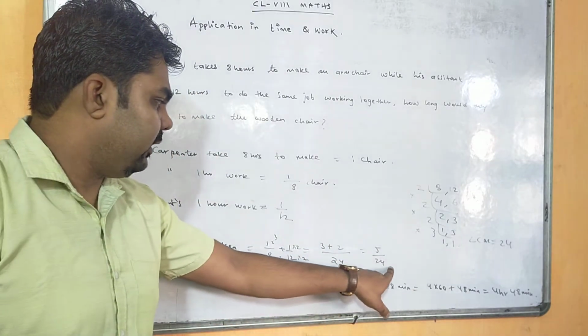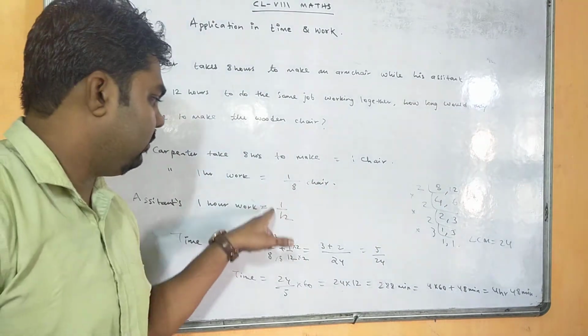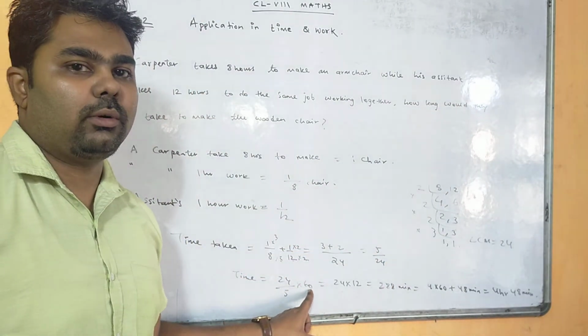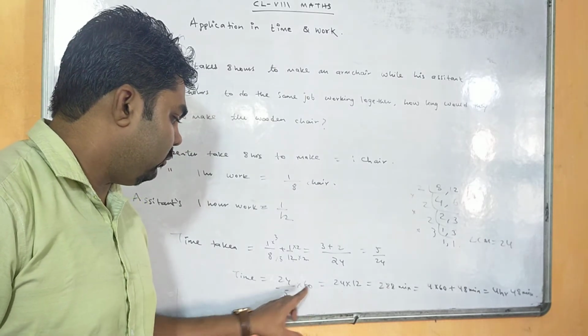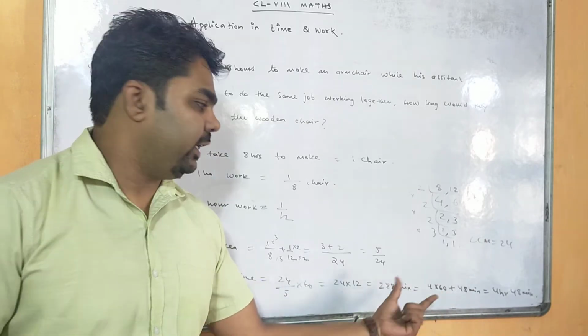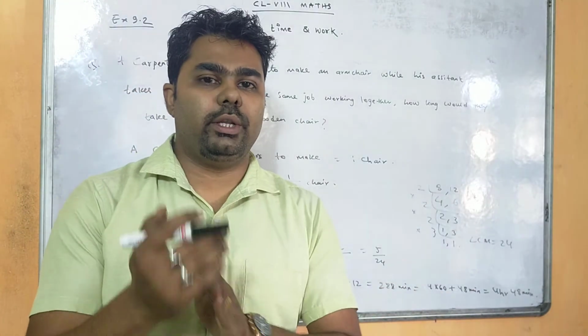Now don't forget this was 1 hour work, right? What was this? 1 hour work. So I have multiplied with 60 because 1 hour equals 60 minutes. Now 5 12s are 60, that is 24 into 12. How much will we get here? 288 minutes. Now you see 288 minutes, we need to convert this into hours and minutes.